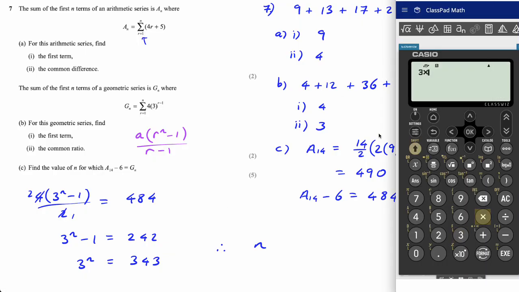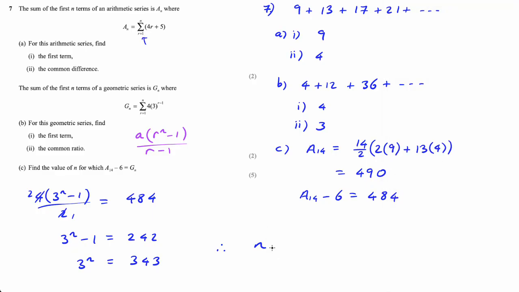Watch, we can just do it like this. 3 times 3, so squared is 9. Power of 3, power of 4, and the power of 5. So n is equal to 5, because 3 to the power of 5 is 243. Okay, that, guys, is question 7.